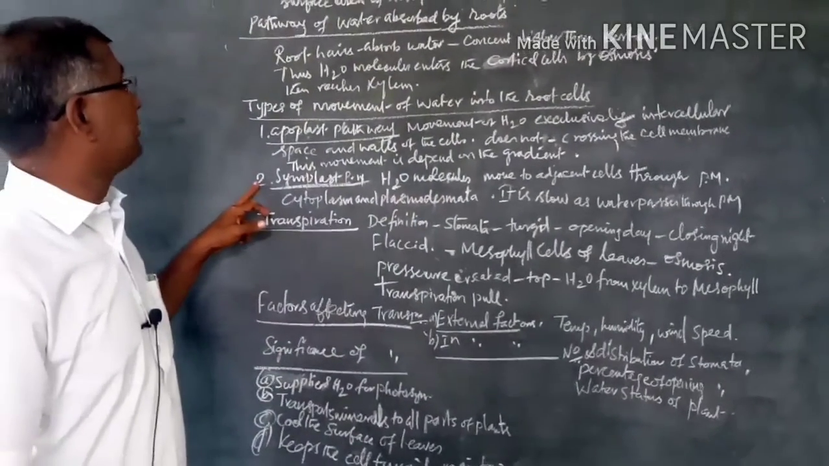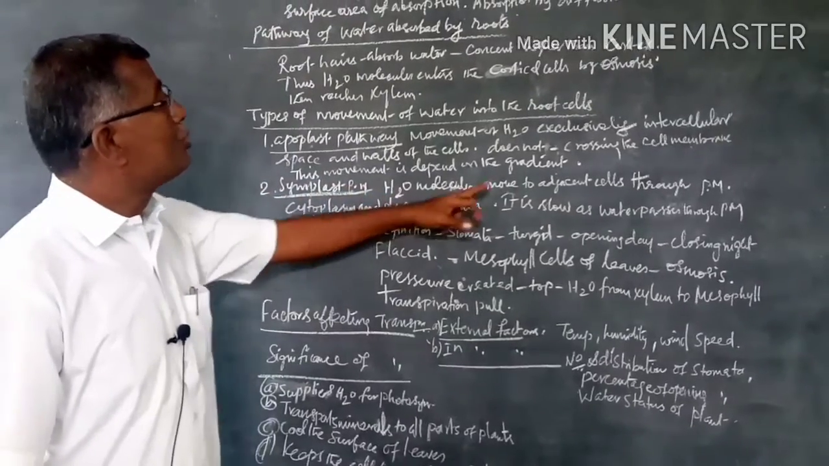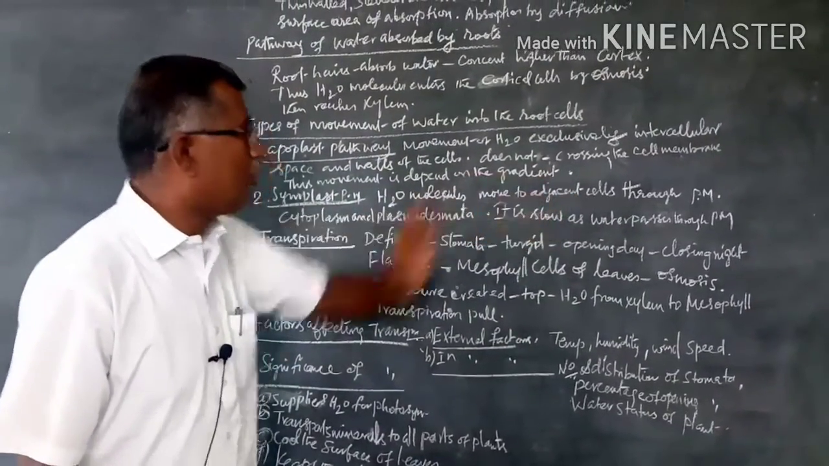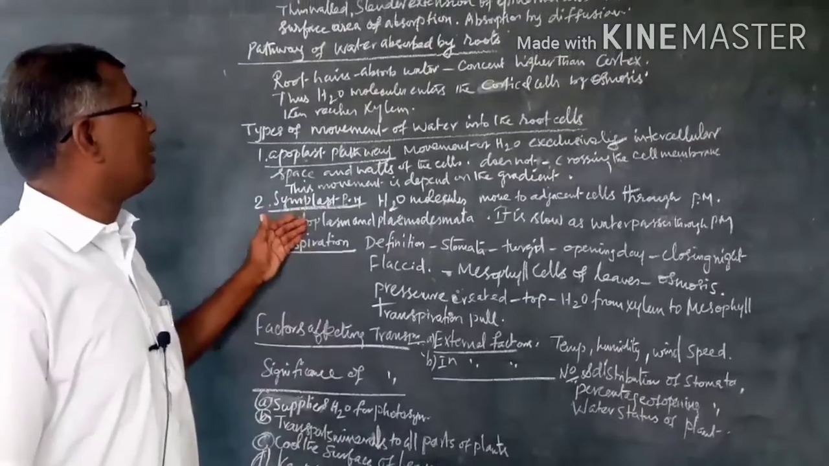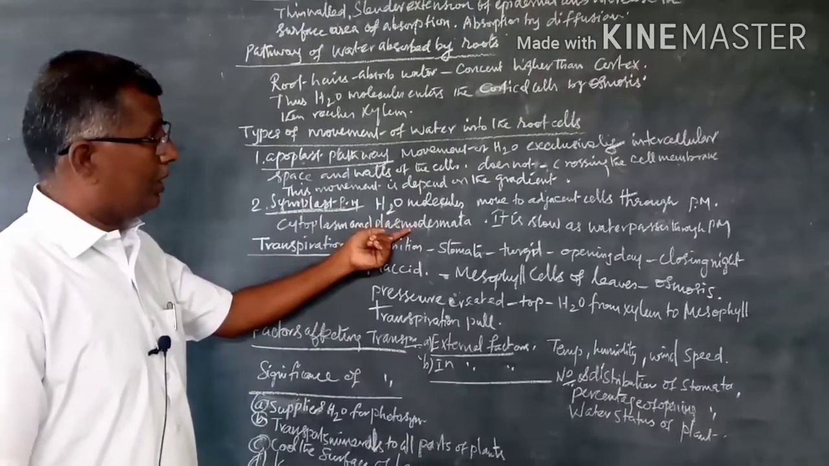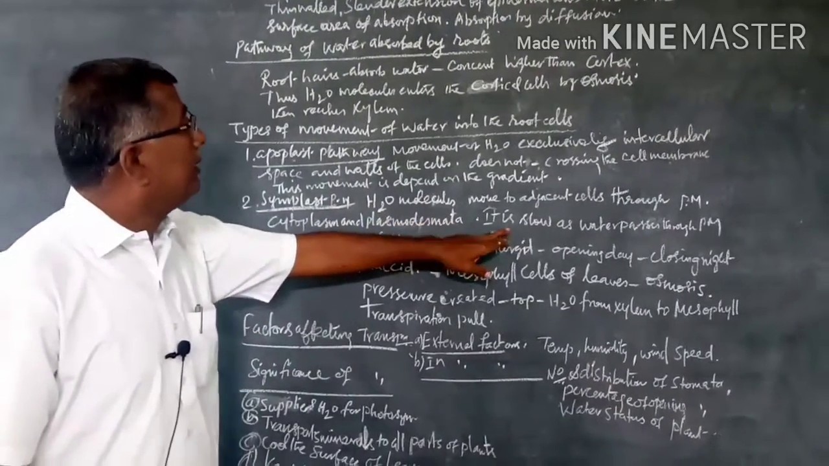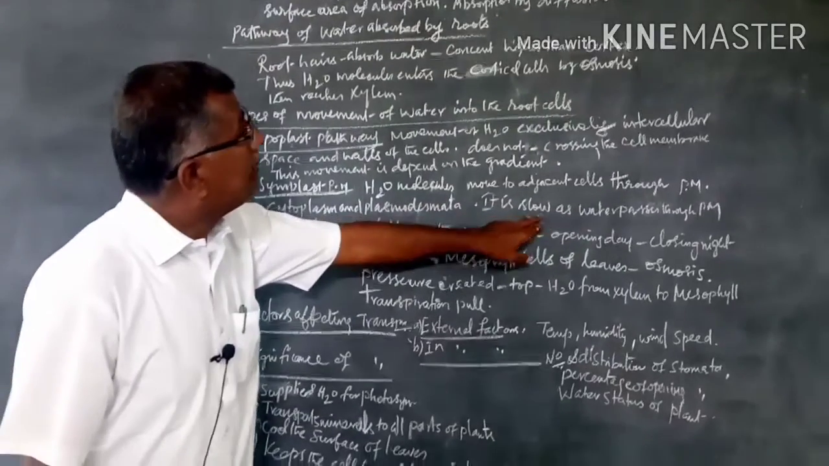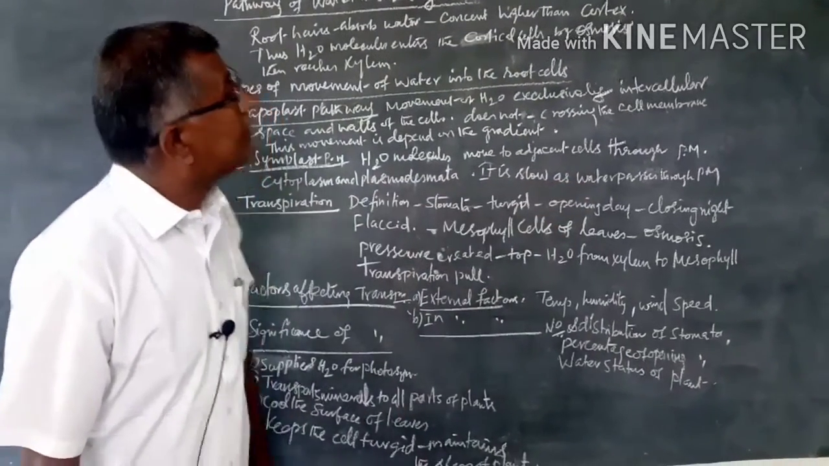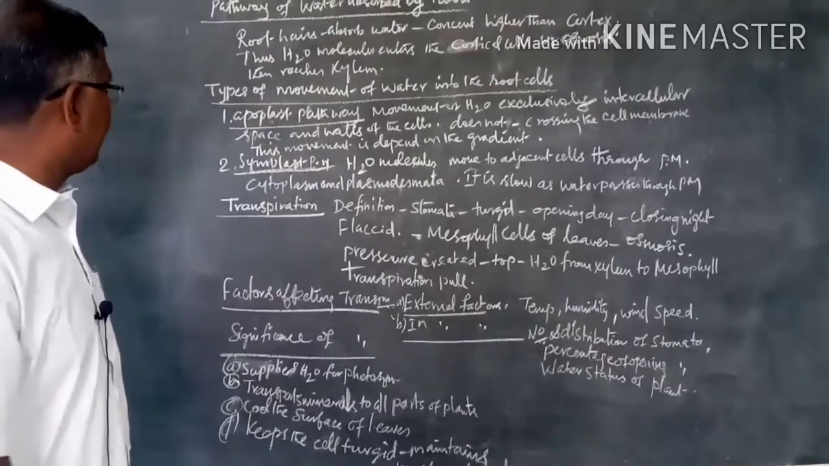The second one is the symplast pathway. The water molecules move to the adjacent cell through the plasma membrane, cytoplasm and plasmodesmata. It is slow as water passes through the plasma membrane.